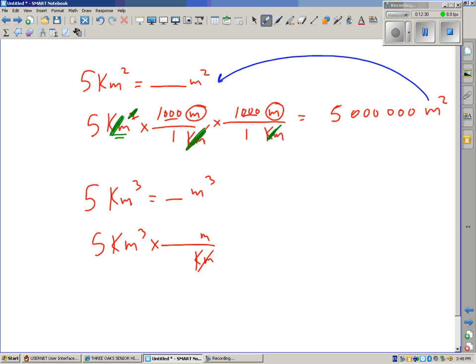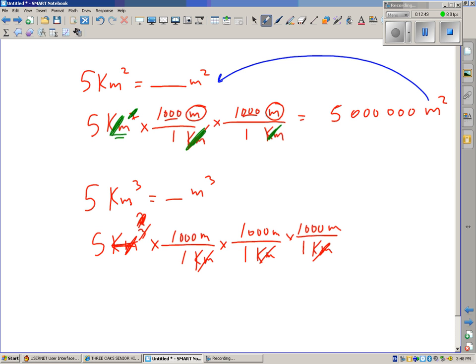We put our kilometers there. That cancels with one of them. You have 2 left over. You have to do it again. Now you have 1 left over. And then you do it one more time to get rid of the last kilometers.